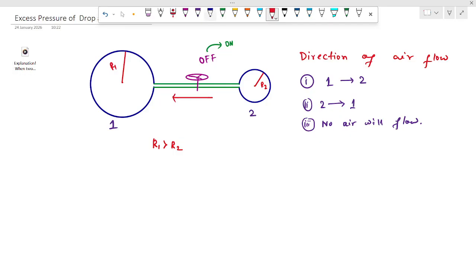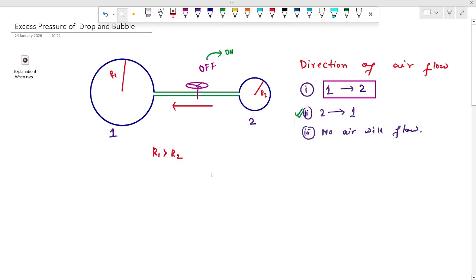But I know maximum of you answered 1 to 2. That is, air will flow from the larger to the smaller. But the correct is 2 to 1, smaller to the larger one. Why? Definitely, behind the airflow, the main reason is pressure inside the balloons. So we can explain this phenomenon by the topic that we are going to discuss today, that is excess pressure of drop and bubble.